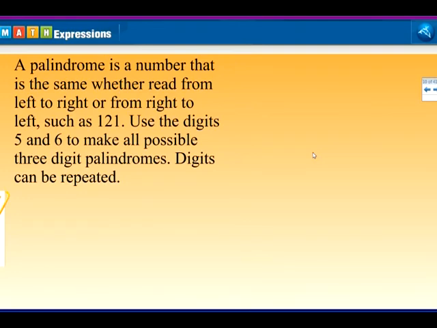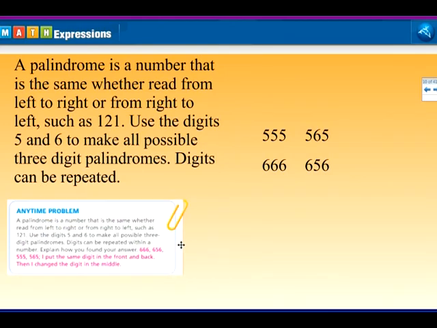I believe that we did this earlier in class, but we can do this again. If we look at 5 and 6 and we make 3-digit numbers, we can just do 5, 5, 5. There's one palindrome. We can also do 6, 6, 6. That's a good palindrome. And what about 5, 6, 5? And another one can be 6, 5, 6. And those are the 4 different ways that I know of to do palindromes using the 5 and 6. And that's right. You put the same digit in the front as the back, and then you change the digit in the middle.